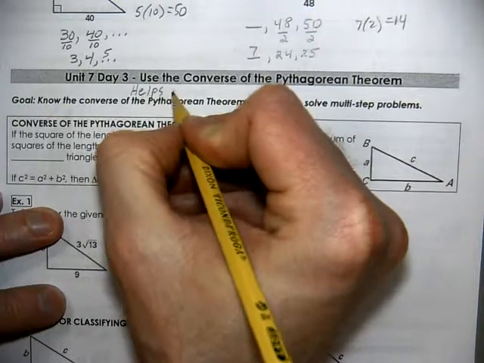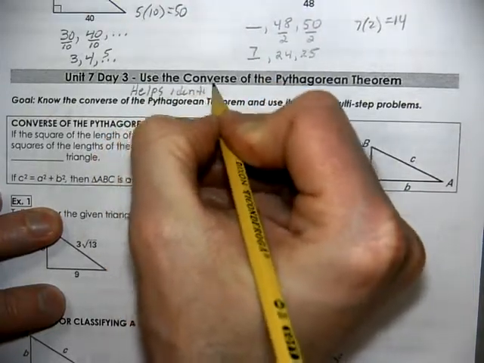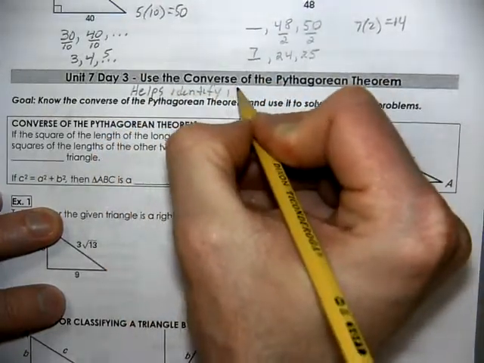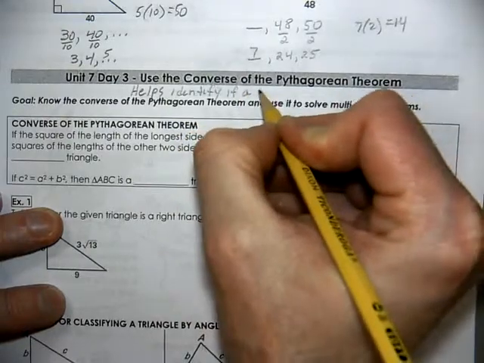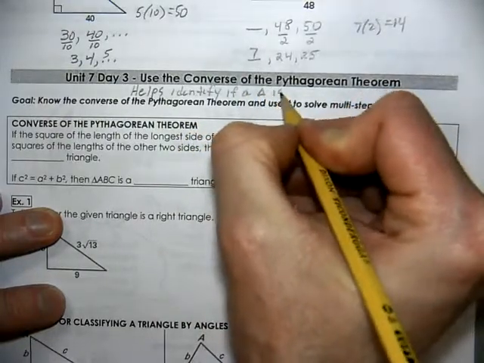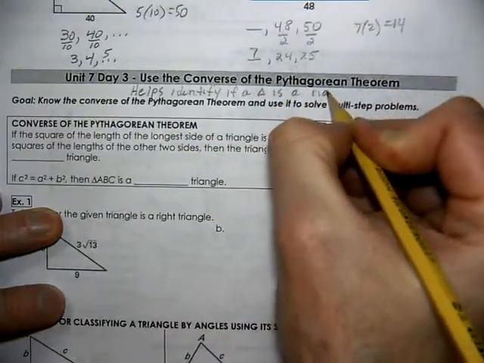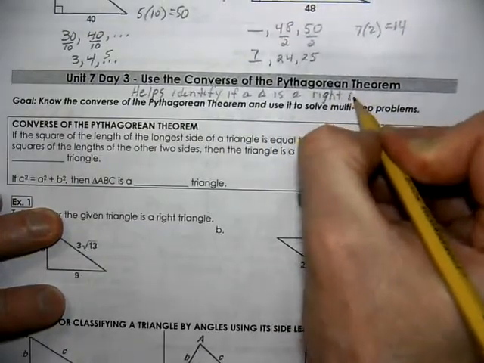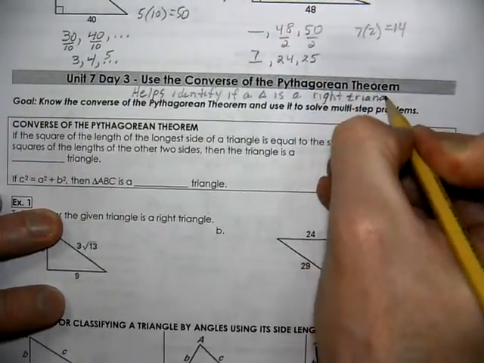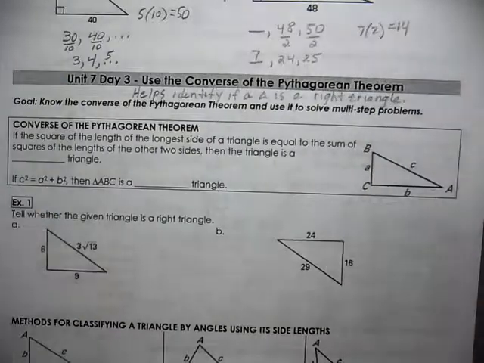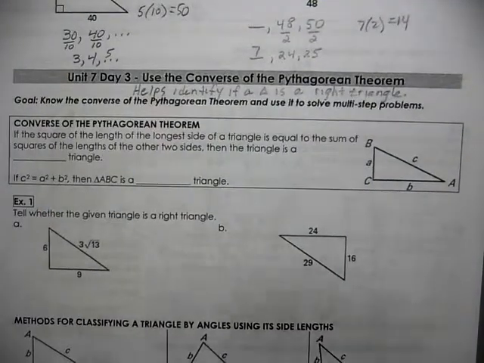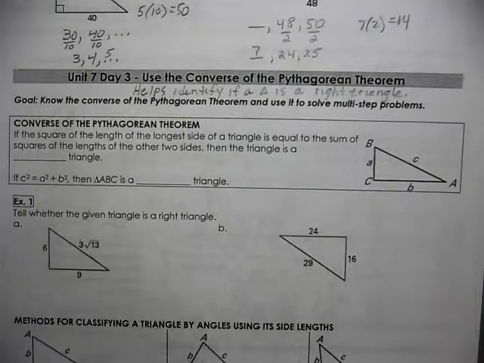helps identify if a triangle is a right triangle. So if you need to know if it's a right triangle, see if the sides help support c squared equals a squared plus b squared.